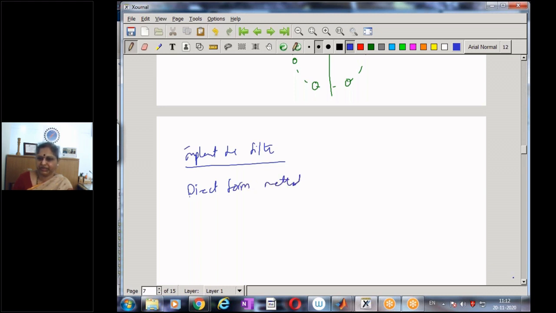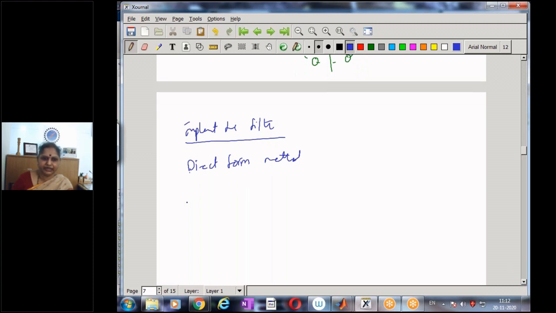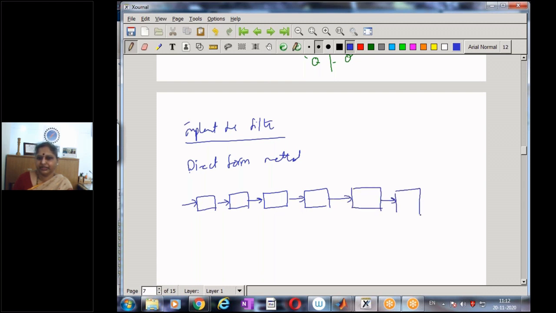Direct form method of implementation, wherein I have 6 delay elements: 1, 2, 3, 4, 5, 6 delay elements. My input is x[n], and each is a delay element. Then I have an adder, and the output of the adder is going to be my y[n].